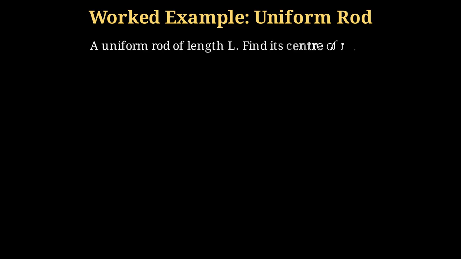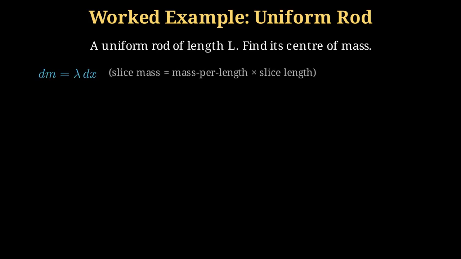A uniform rod of length L. Predict first. Where's the balance point? The middle, of course. Let's watch the maths agree, one line at a time. Step 1. A tiny slice's mass is lambda dx, the mass per length, times the slice's length. Uniform means lambda is the same everywhere. Step 2. The total mass. Add every slice from 0 to L. Mass per length times total length is simply lambda L.